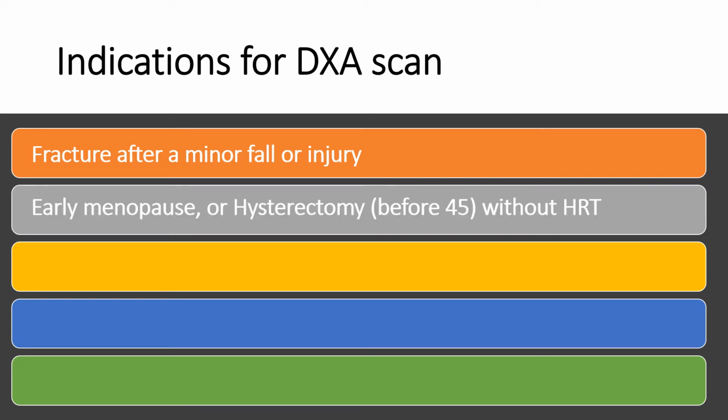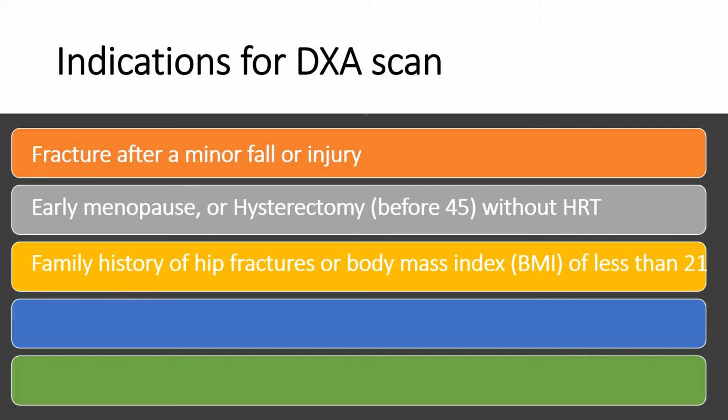If the patient has a history of early menopause or hysterectomy before 45 years of age and they are not using any hormone replacement therapy, they are at high risk of developing osteoporosis and they are a candidate for DEXA scan evaluation. If the patient has a family history of hip fractures or a body mass index of less than 21, that is, they are very thin and lean, again they are at high risk of osteoporosis and candidate for DEXA scan.